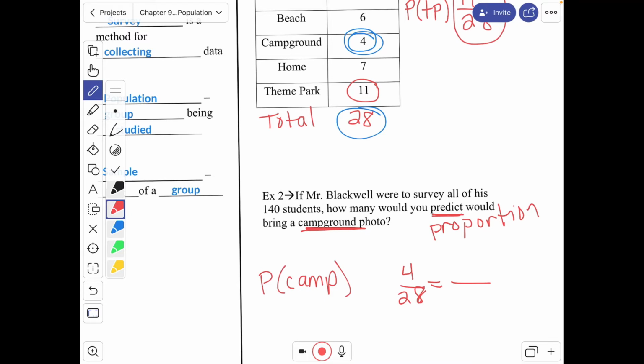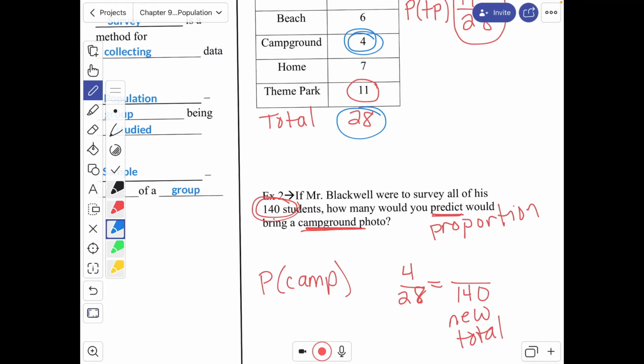And then we need to put in our new total. So the new total goes on the bottom on the other side. Now to solve a proportion, we can cross multiply and then divide, or we can look for a relationship and see, can I multiply 28 times something and get 140? I'm not sure. Let's try simplifying.